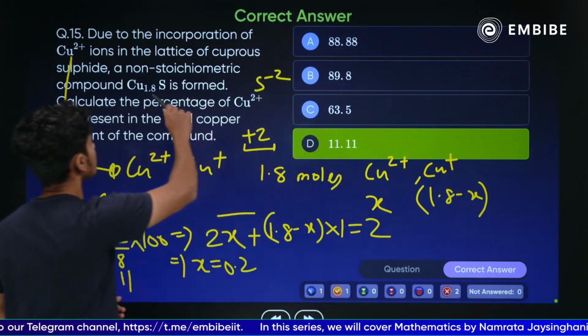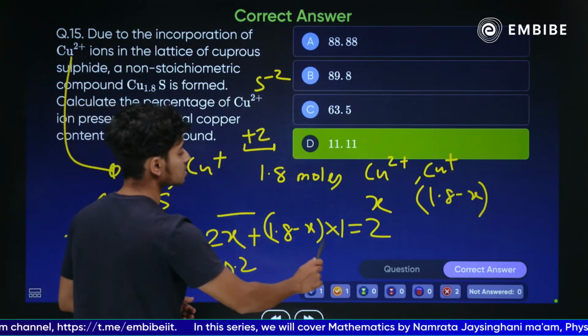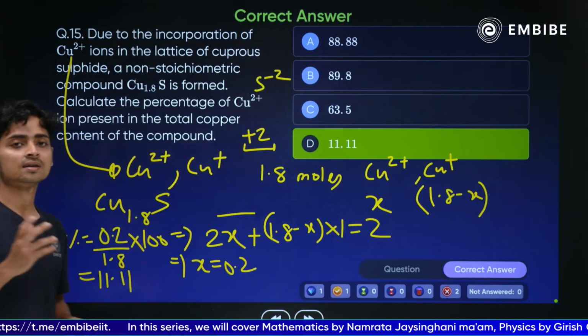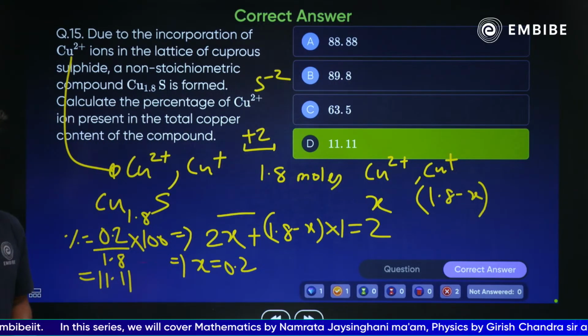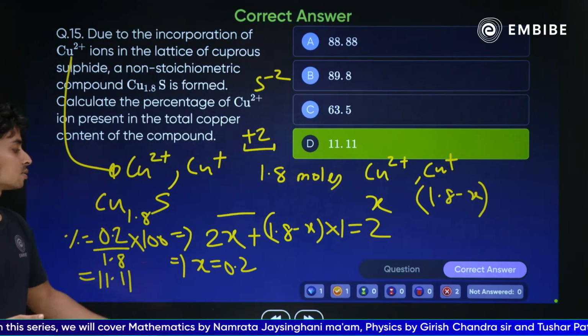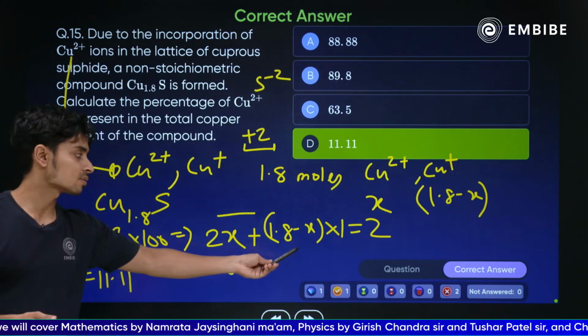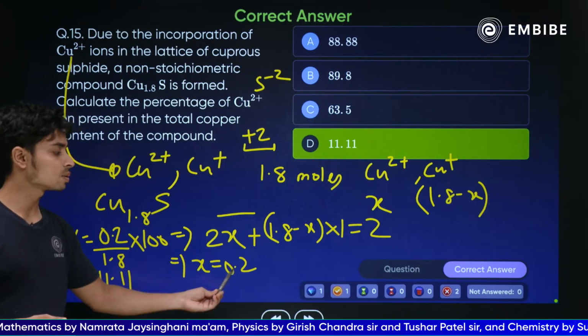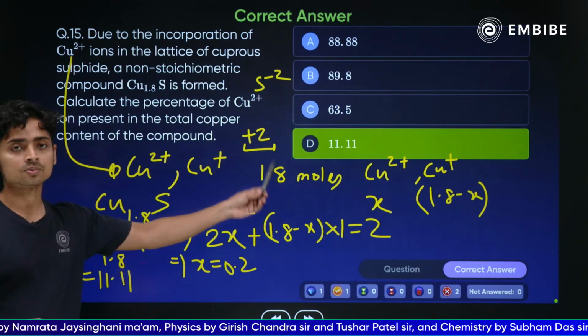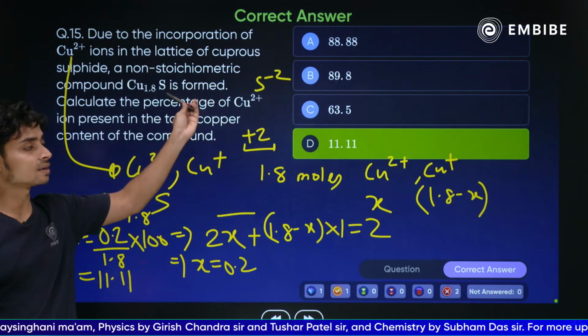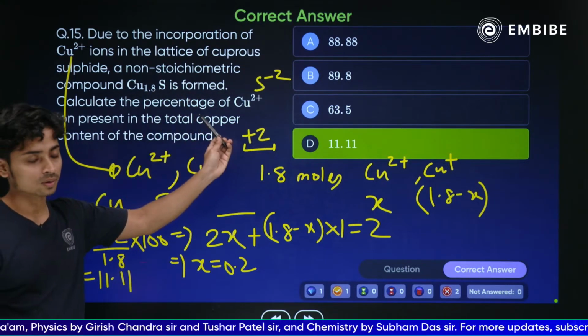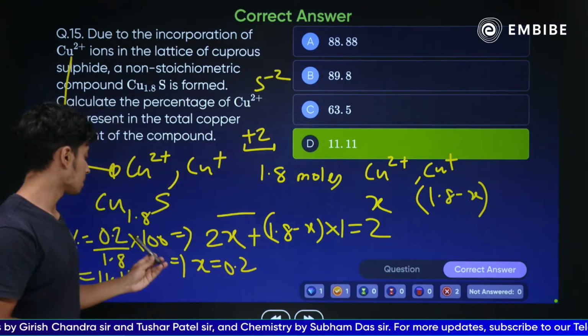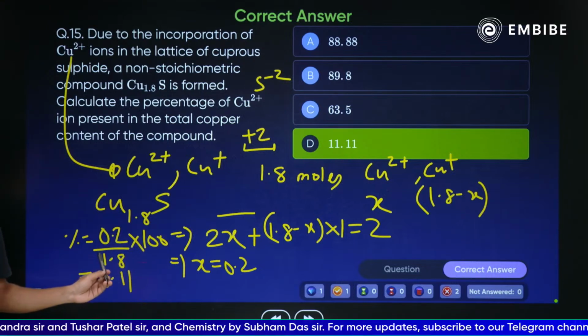So this stoichiometric ratio is 1.8, and the total charge has to be 2 because the sulfide ion has a charge of S2 minus, so minus 2 has to be balanced by plus 2. That's why this equation is coming. From this equation you will get the value of x to be 0.2. So I am taking 1.8 moles, which is the given mole in the stoichiometric ratio formula of the compound, and from there I am calculating my percentage.